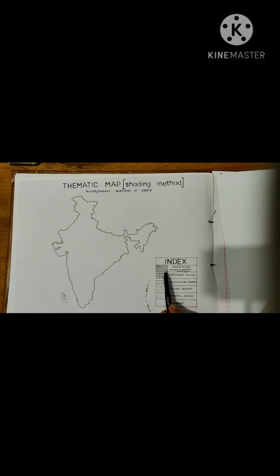For mountains, I have shaded this part. This will be representing the mountains, and this part will be representing the northern plains. Likewise, peninsular India, Indian desert, coastal plains, and the islands. Don't forget the islands. Now, through the shading method, we'll try to draw the outline of these physiographic divisions. First we'll start with the mountains, that is the western and eastern Himalayas. That outline we'll draw.